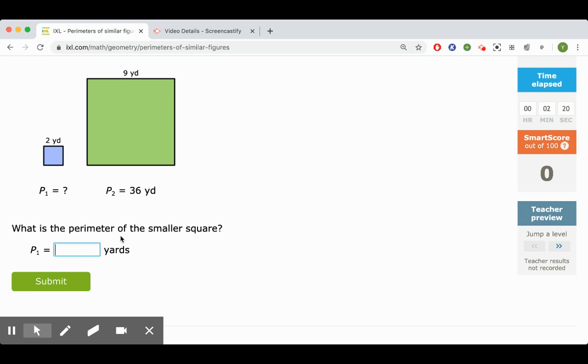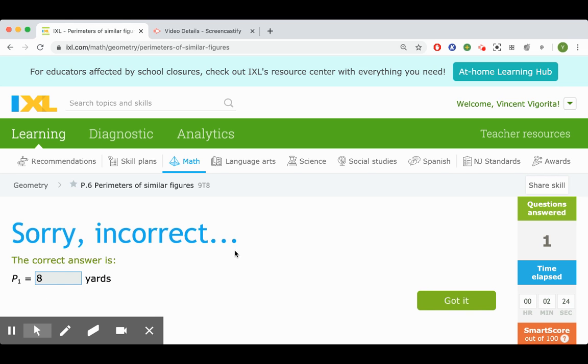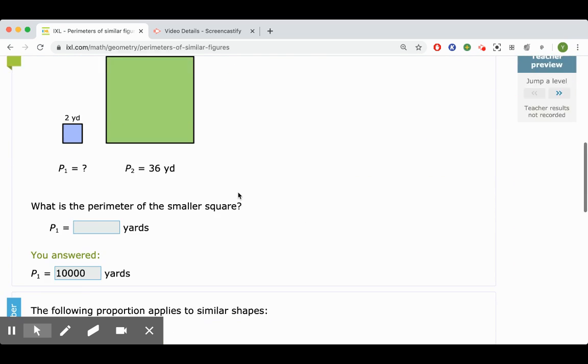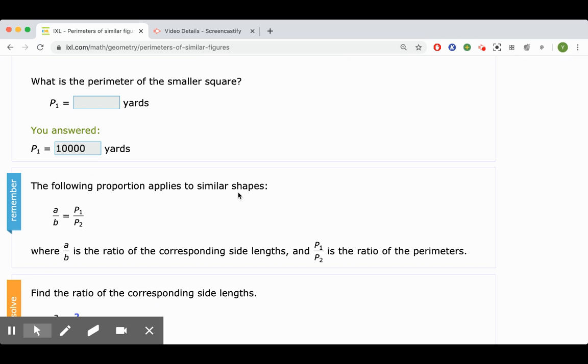And I'm just going to get this wrong on purpose. I'm going to say 1,000. Why not? Of course, it's incorrect. Explanation. Okay, well, that's just a review of the problem. See, class, you got to read these explanations.